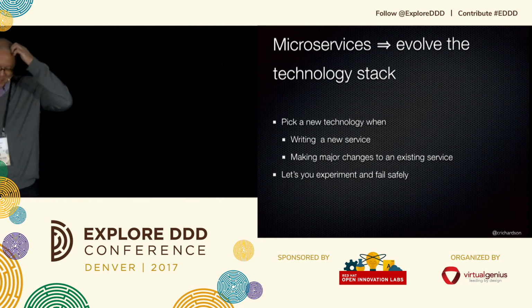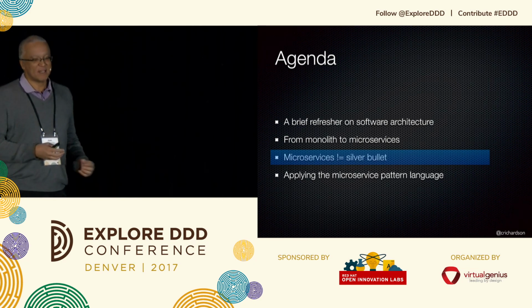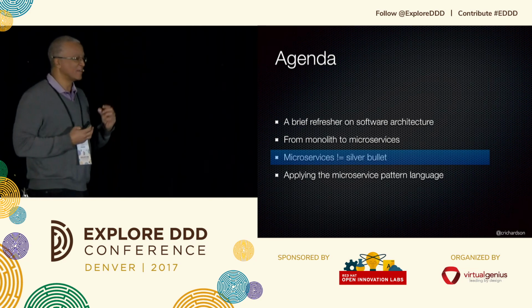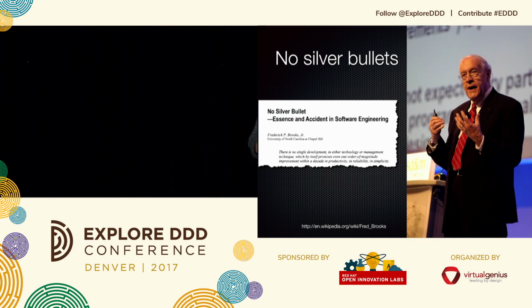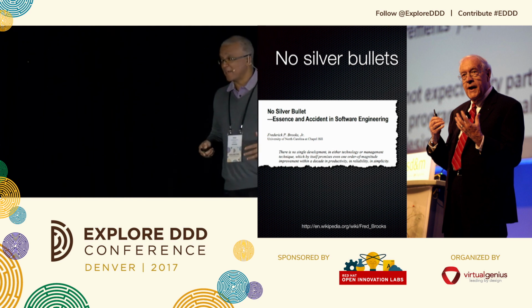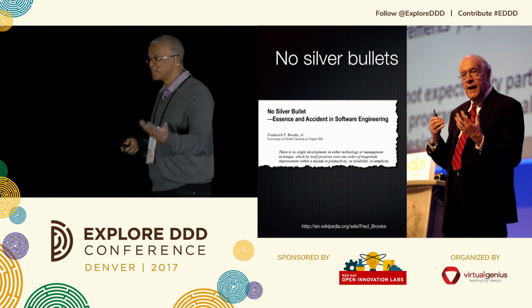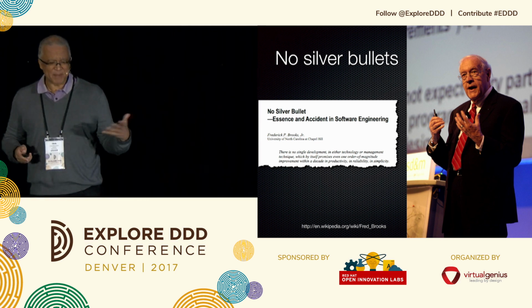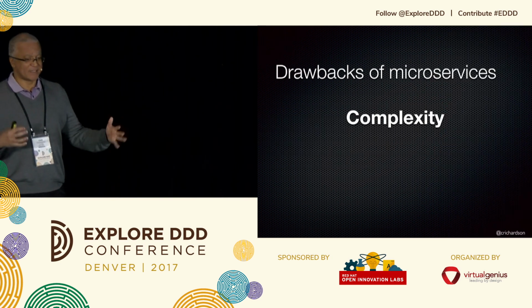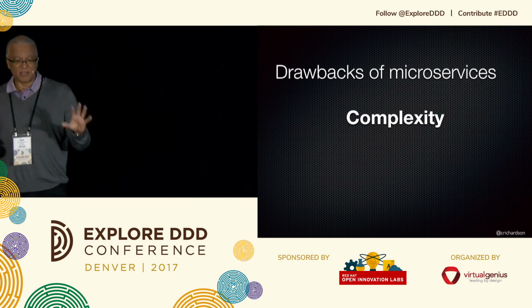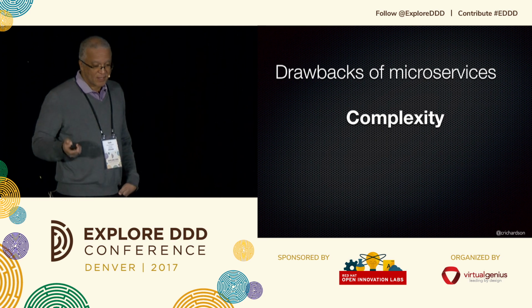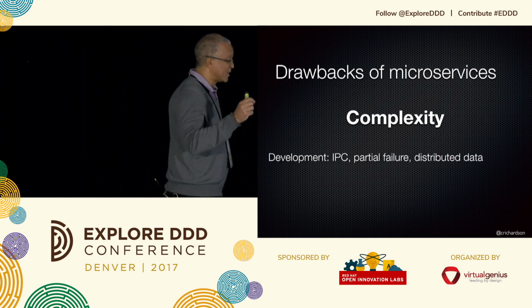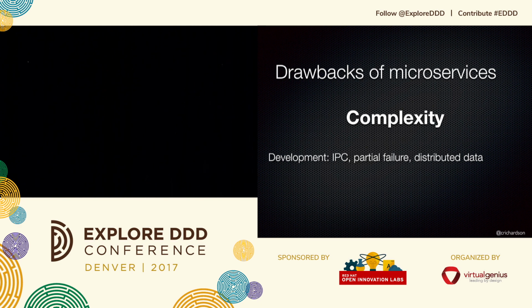Okay, so the microservice architecture is awesome, but at the same time, it's not. As Fred Brooks, the author of the Mythical Man Month, said, there are no silver bullets. There are no perfect technologies. And the microservice architecture has some fairly considerable downsides. And I think by far, it's complexity, right? If you were to sum it up into one word, there's a lot of complexity that comes with the microservice architecture. Development time complexity. You're building a distributed system, so you have to deal with inter-process communication.